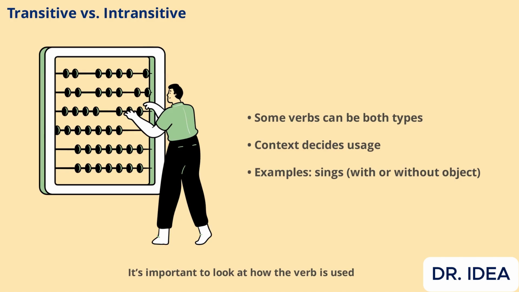It's important to look at how the verb is used in context to decide if it needs an object or not. This flexibility makes English interesting and sometimes tricky, but with practice, you'll get the hang of it.